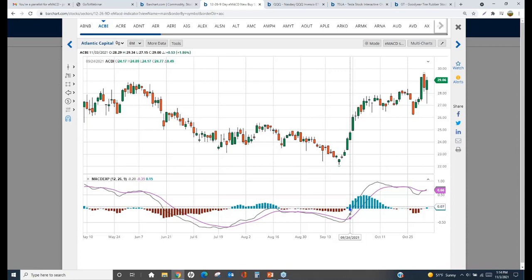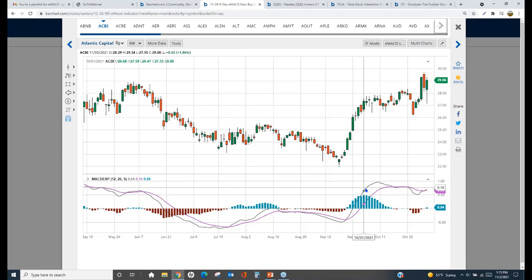Now, when we see our histograms rising or widening, this is a sign of a strengthening trend. The histogram consists of these vertical bars, which represent the difference between our MACD lines. And when our lines are in positive alignment, as we see here, that is another way of confirming a sign, in this case, of an uptrend.